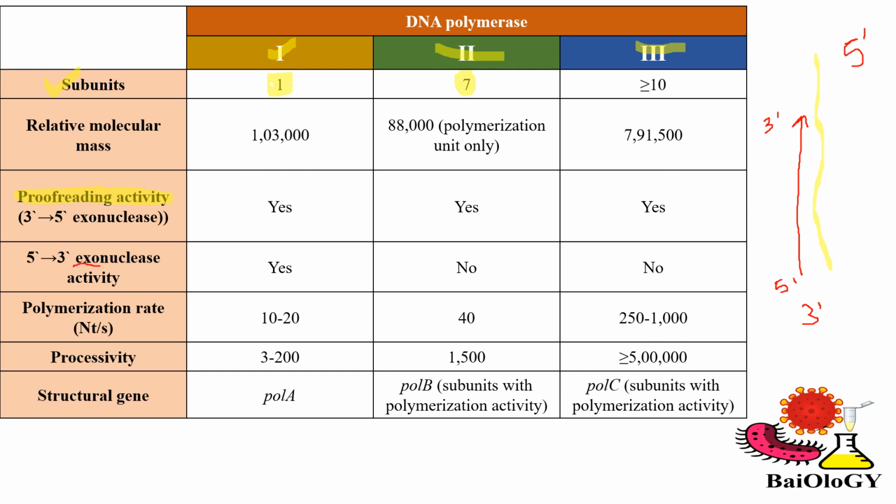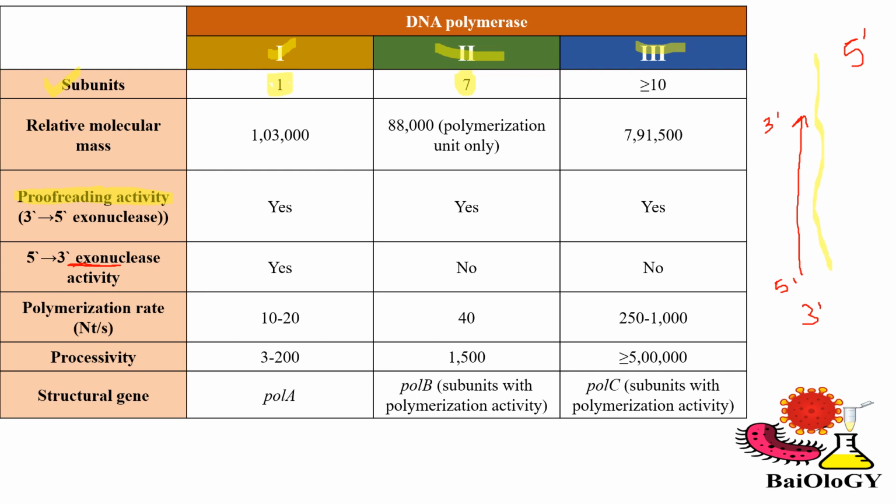Exonuclease, I forgot to tell you that exo means from the end, right? There are two types of nucleases, exonucleases and endonucleases. Exonucleases are nucleases which are chipping off, removing the nucleotides from the ends. They can act from the 3' end, as in the proofreading activity, or from the 5' end, as in the exonuclease activity.